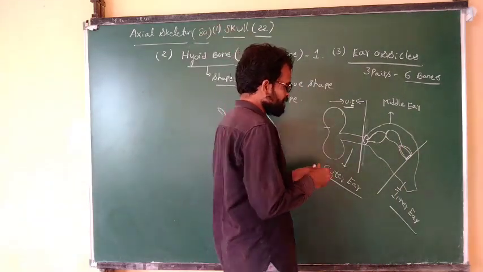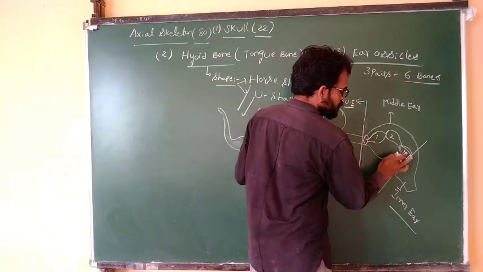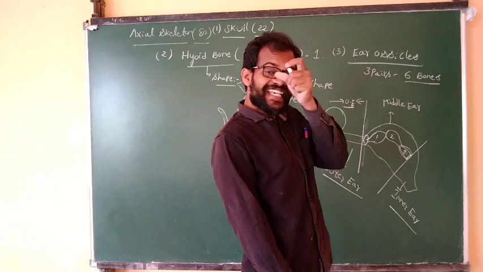How many bones are present in the middle ear? First bone, second bone, third bone. Three bones are present in each ear.